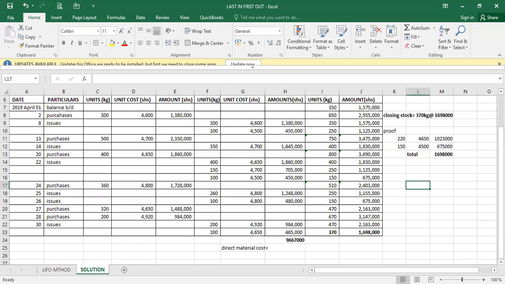Maybe I can use the same question. We do the weighted average and we see the difference, because you've seen that they don't give the same figure for closing stock. They are supposed to be different in a sense that we are using different costs. The amounts are the same, but the prices are different. That's why the total cost is different.